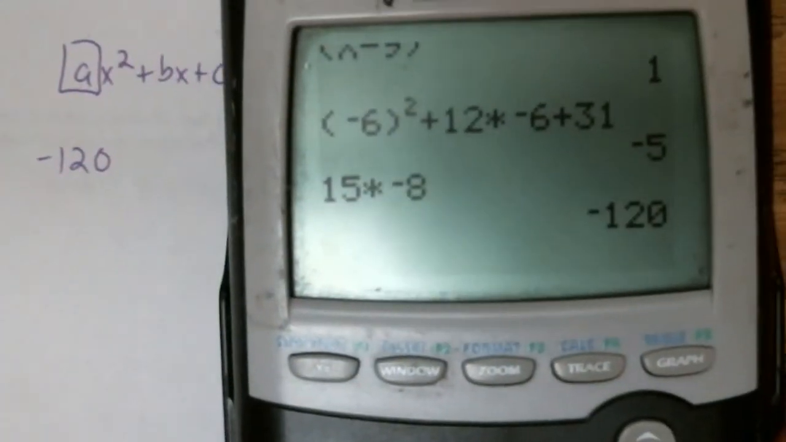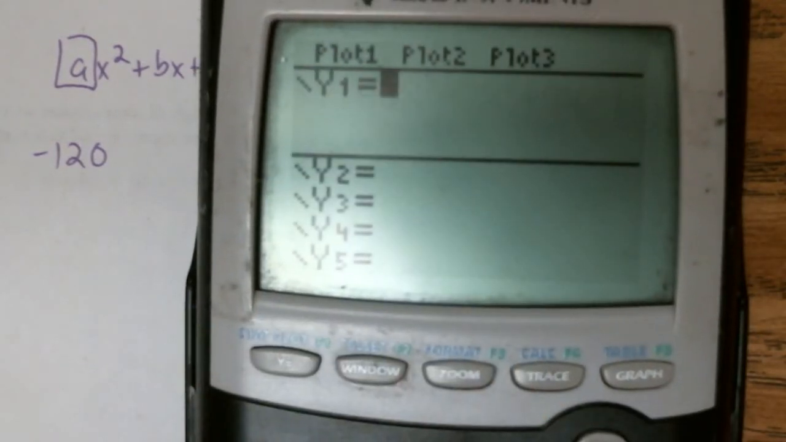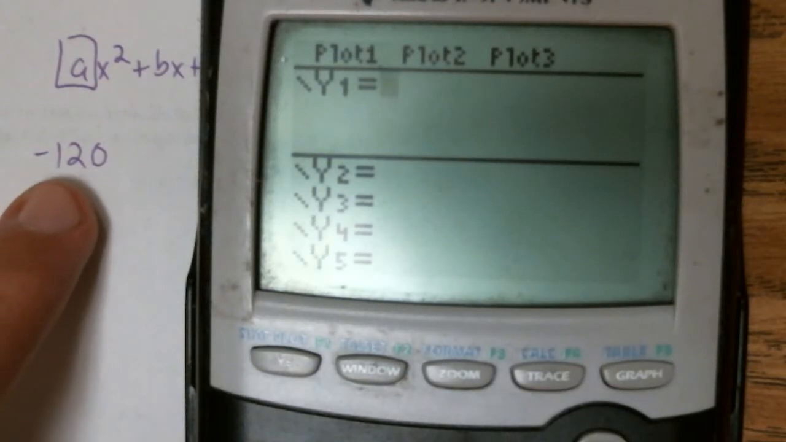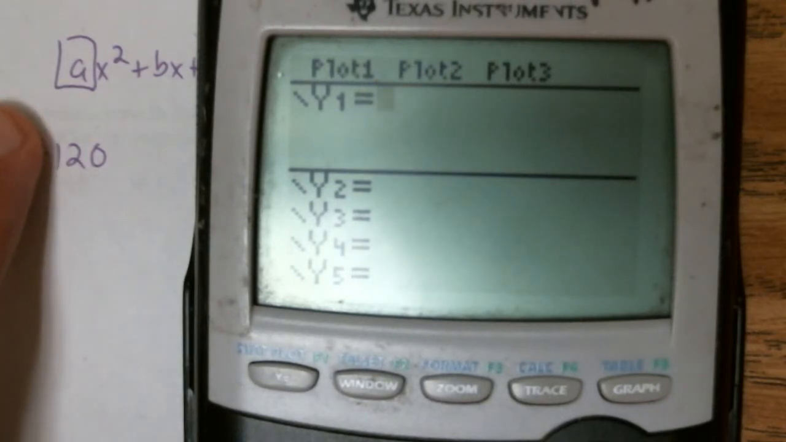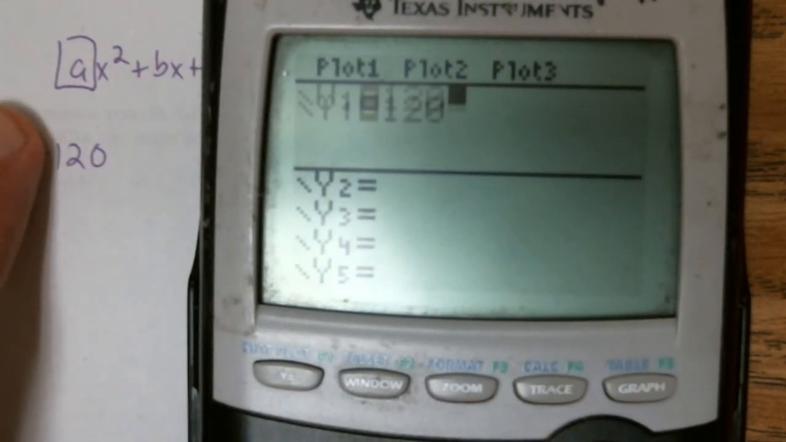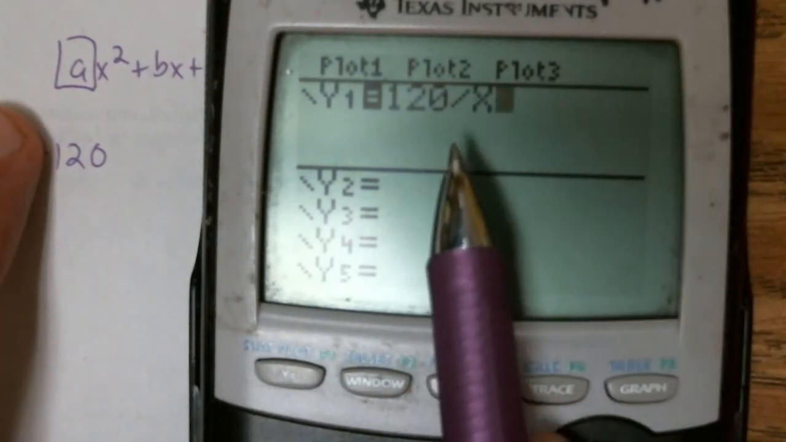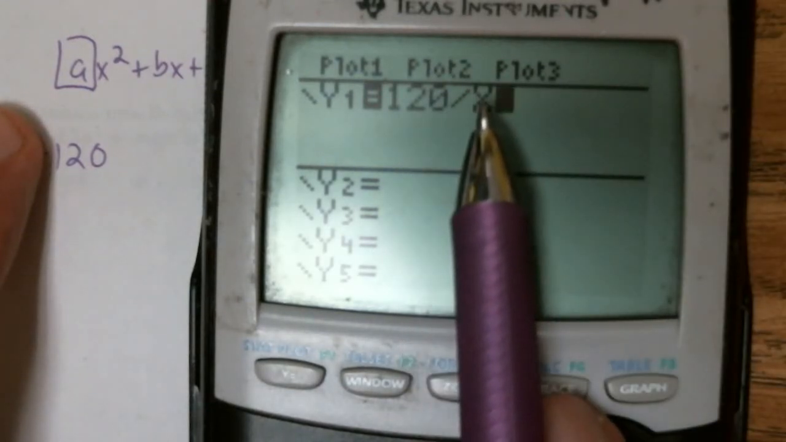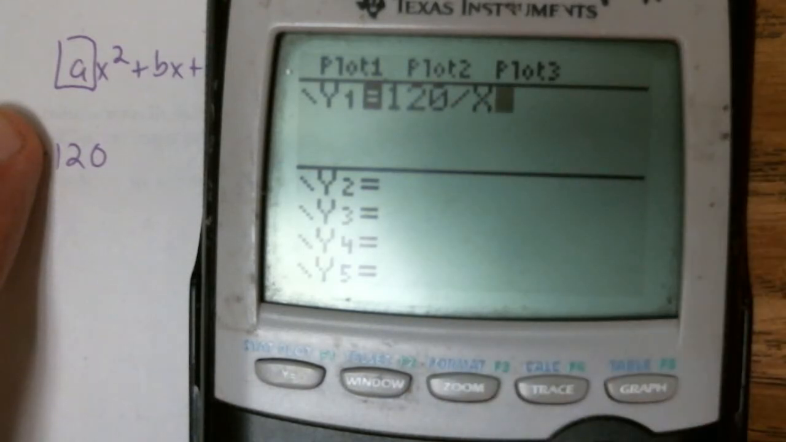I'm simply going to go to my y equals right here, and then type in the big number that you're trying to find factors of. Guys, you don't need to type in -120. In fact, I think that just confuses you. I just want the number, okay? So just type in 120 divided by x. You are telling your calculator, I want you to take 120 and divide it by 1, then 2, then 3, then 4, and your calculator is going to come up with a list of values.